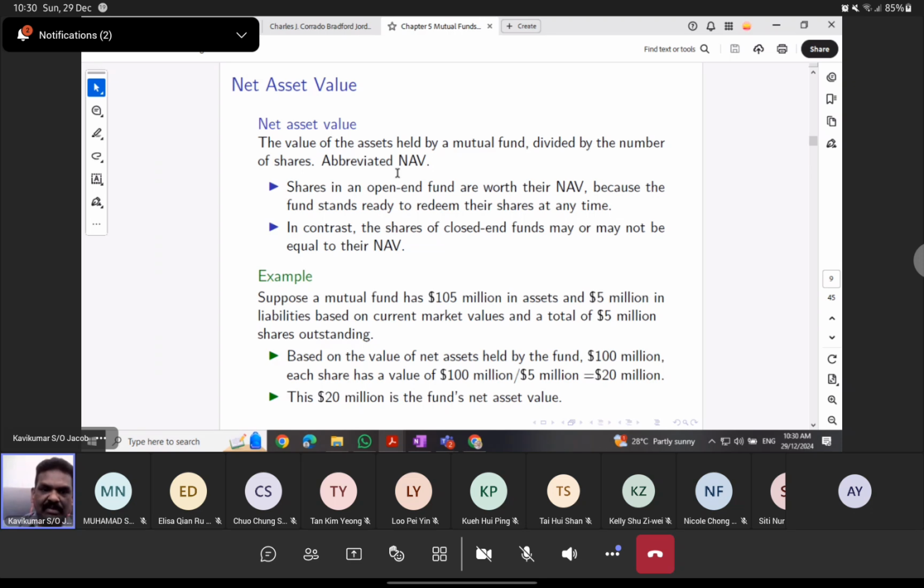So what do we call the net asset value? NAV. Shares in an open-end fund are worth the NAV because the fund stands ready to redeem their shares at any time. In contrast, the shares of closed funds may or may not be equal to their NAV.